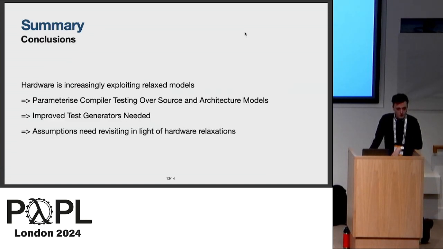Yeah, so that's all I've got time for. To summarize, hardware implementations are getting more relaxed, and the implications of that are that we're going to need to parameterize our testing over models. We're going to need to have another look at our test generators to find more cases like this, and we may need to revisit the soundness of compiler optimizations in light of these relaxations.